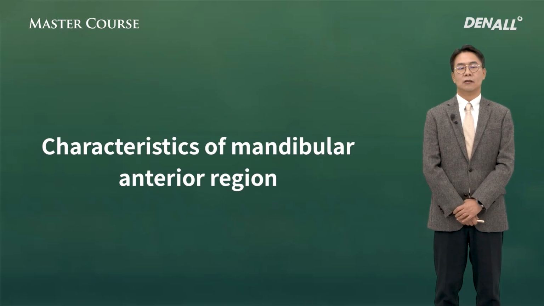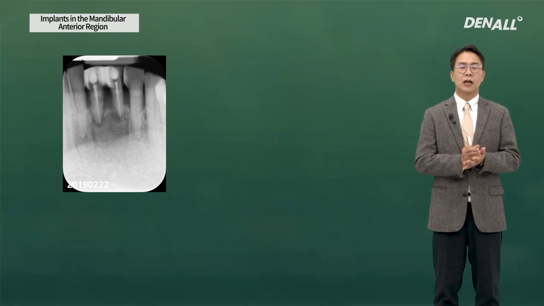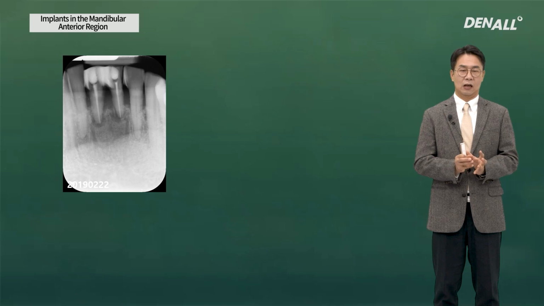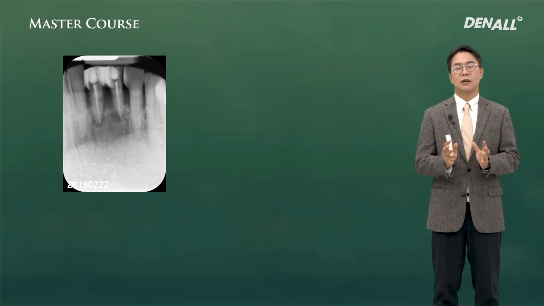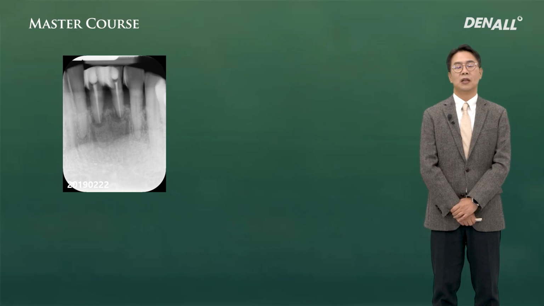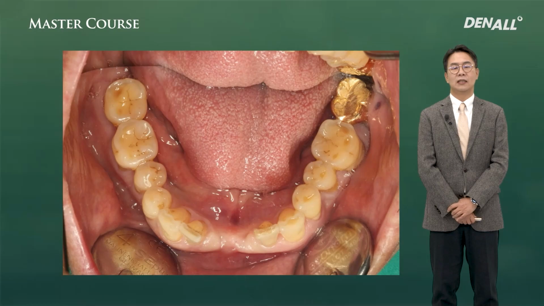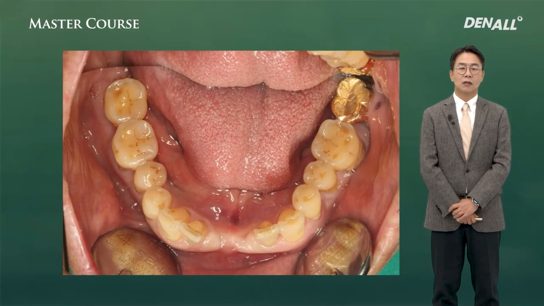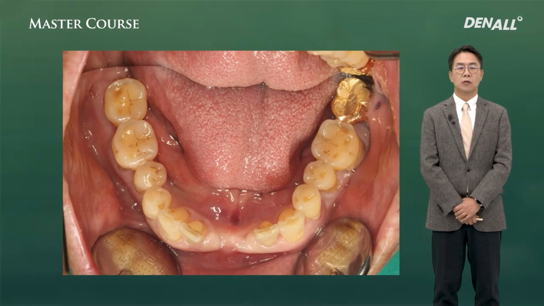In the mandibular anterior region, as you can see here, the roots of the teeth are very small and the form is very thin compared to other teeth. In this clinical photo, the teeth are extracted. The gingival thickness looks good, and I thought implants can be placed.